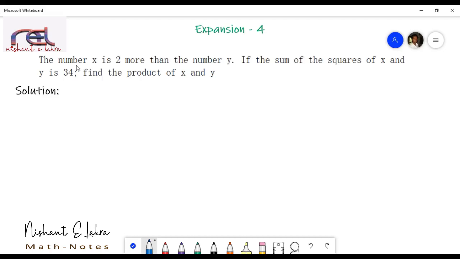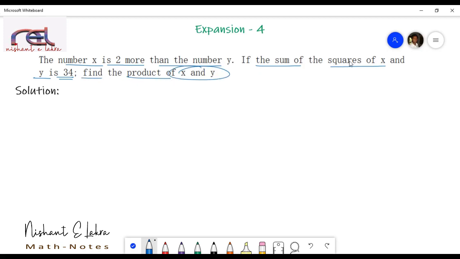Hello everyone, we are learning the lesson expansion and let us see another problem today. The number x is 2 more than the number y, and if the sum of the squares of x and y is 34, find the product of x and y.